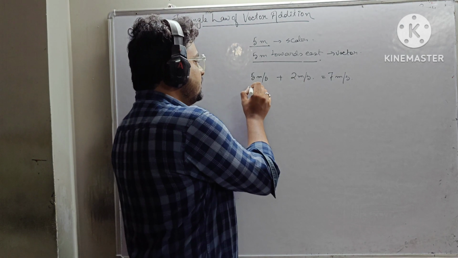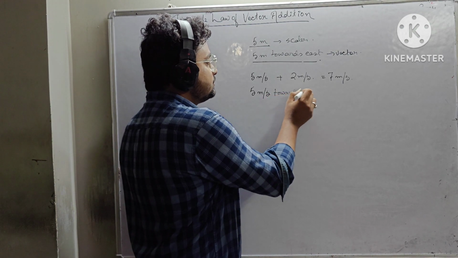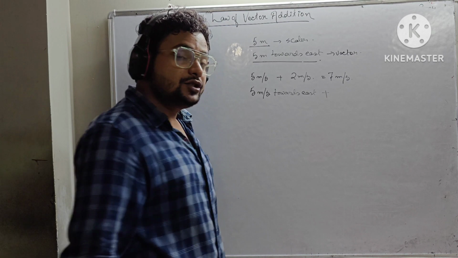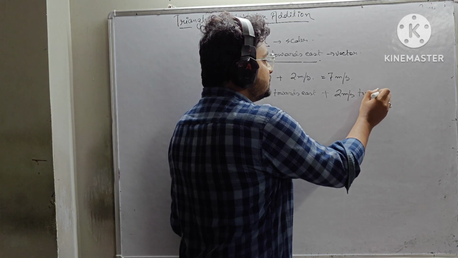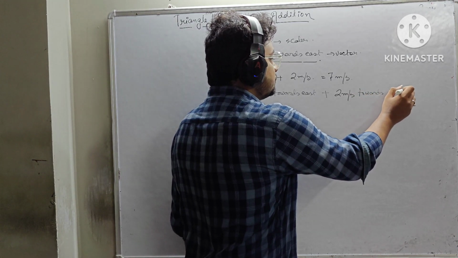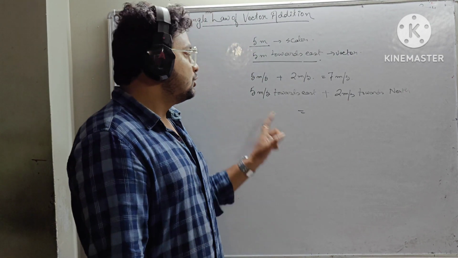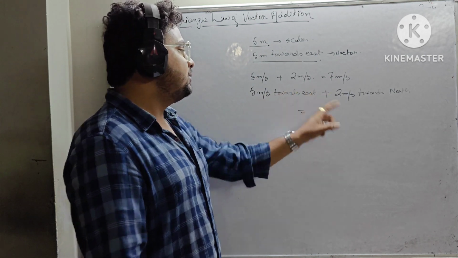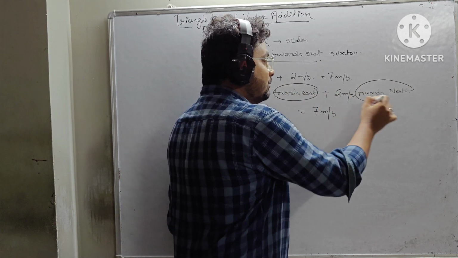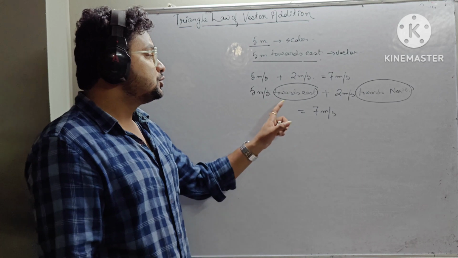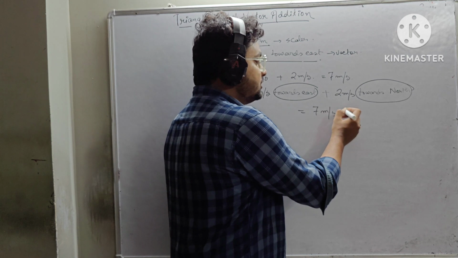But if I tell you that a boy is running 5 meter per second towards east, and with this you have to add 2 meter per second towards north, can you tell me what the answer is going to be? Some of you will tell me that the answer will be 5 plus 2, that is 7 meter per second. But what about the direction? East, north. Some of you will tell me that the direction is northeast.